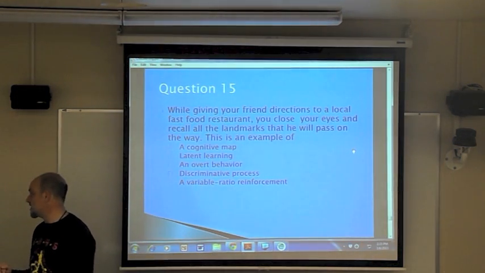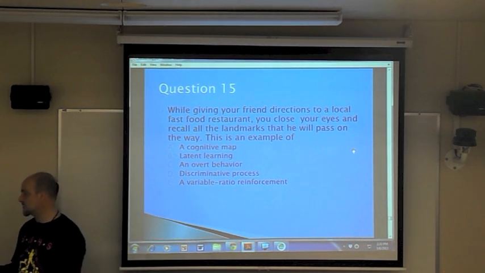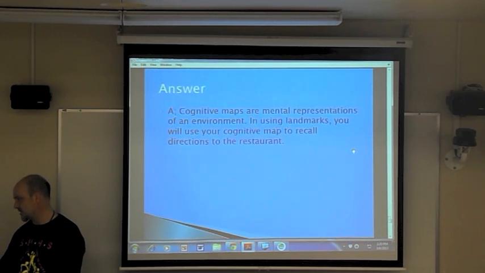Now, while giving your friend directions to a local fast food restaurant, you close your eyes and recall all the landmarks that he'll pass on the way. Okay? So you simply say you're going to make a left on 15 and you picture the Snoqual station there. You have a cognitive map in your head.